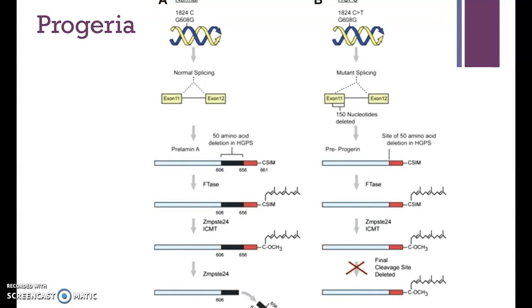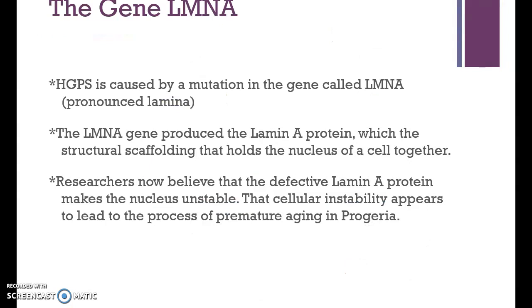And here's a picture of a progeria mutation. The gene LMNA. HGPS is caused by a mutation in the gene called lamin A. The lamin A gene produces the lamin A protein, which is the structural scaffolding that holds the nucleus of a cell together. Researchers now believe that the defective lamin A protein makes the nucleus unstable. That cellular instability appears to lead to the process of premature aging and progeria.